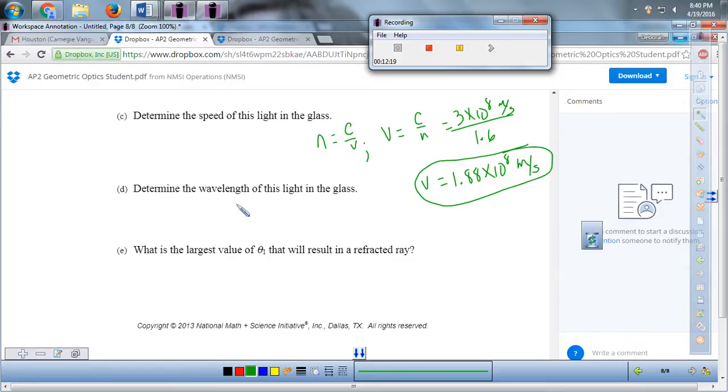Alright, find the wavelength. Wavelength in glass is going to be speed over frequency. So 1.88 times 10 to the 8th meters per second over frequency. They told us the frequency was 6 times 10 to the 14th hertz. So I got the wavelength in the glass to be equal to 312.5 nanometers.